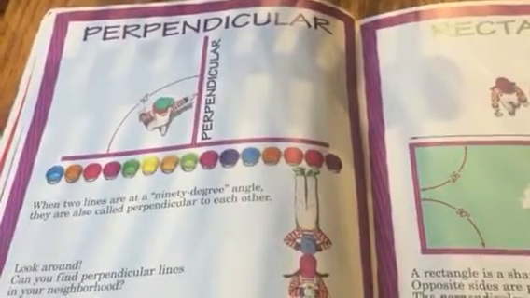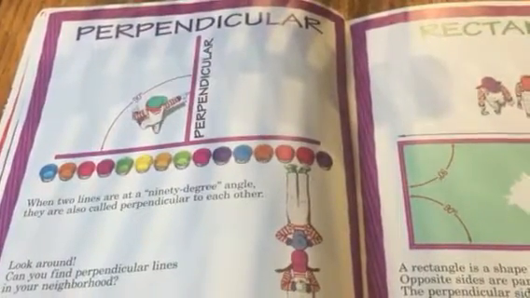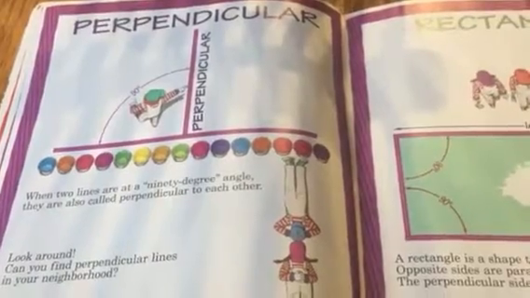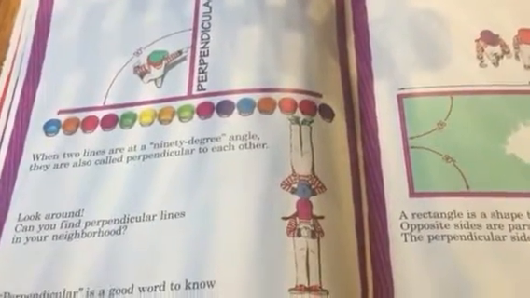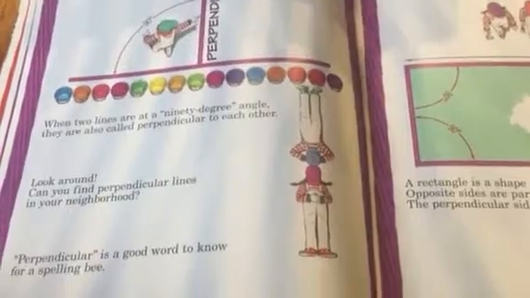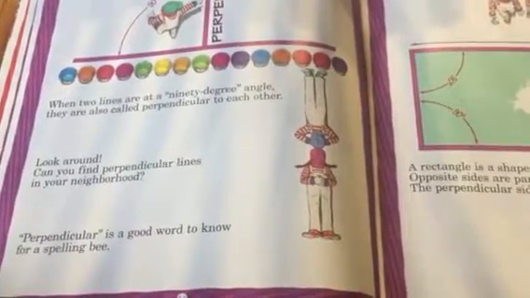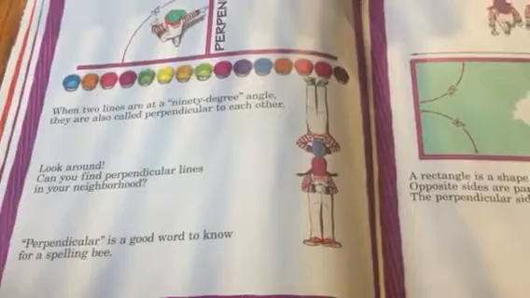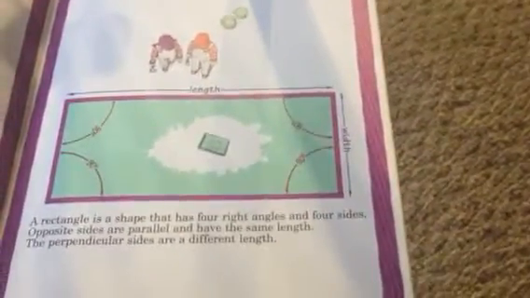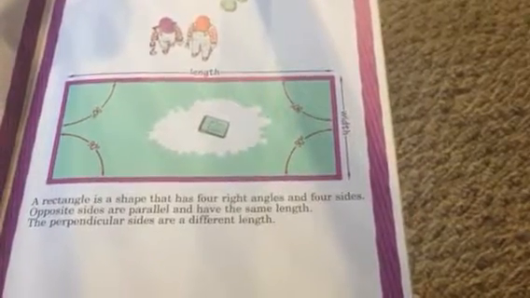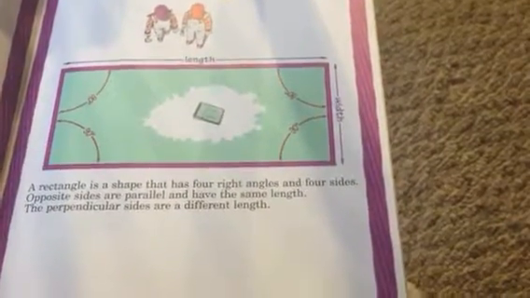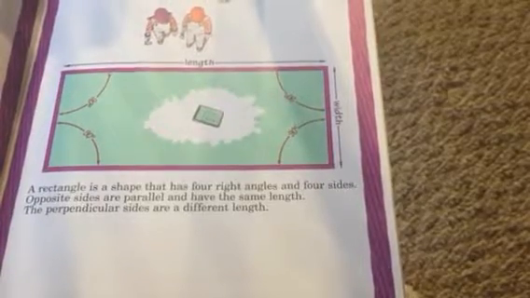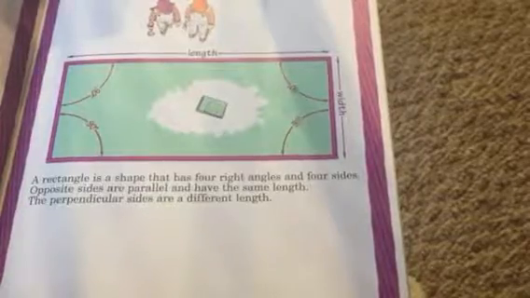Perpendicular. When 2 lines are at a 90-degree angle, they are called perpendicular to each other. Look out! Can you find perpendicular lines in your neighborhood? Perpendicular is a good word to know for a spelling bee. Rectangle. A rectangle is a shape that has 4 right angles and 4 sides. Opposite sides are parallel and have the same length. The perpendicular sides are a different length.